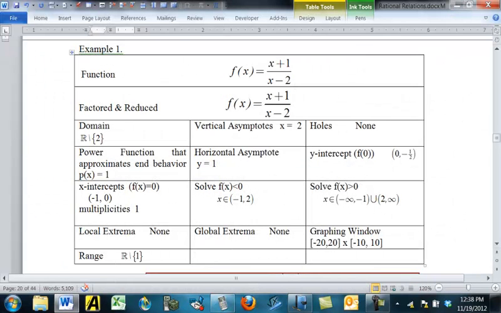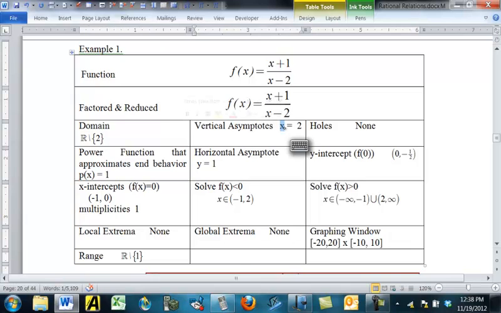So let's look at this one. x plus 1 over x minus 2. Well, we can clearly see that if we plug in 2, we get 0 for the denominator, so that's not allowed. So the domain is all real numbers except for 2, which is what I've written here. And you can't reduce anything, so that means that x equals that number will be a vertical asymptote. So there are no holes in this one. Notice none is an appropriate answer for some of these. Now the power function p of x that approximates the end behavior is just x over x, which is 1, which means y equals 1 is a horizontal asymptote.